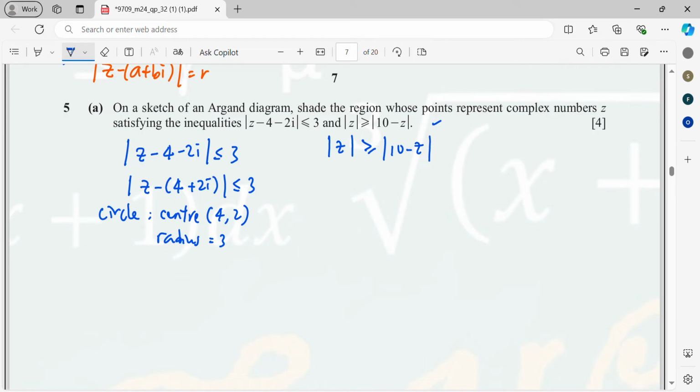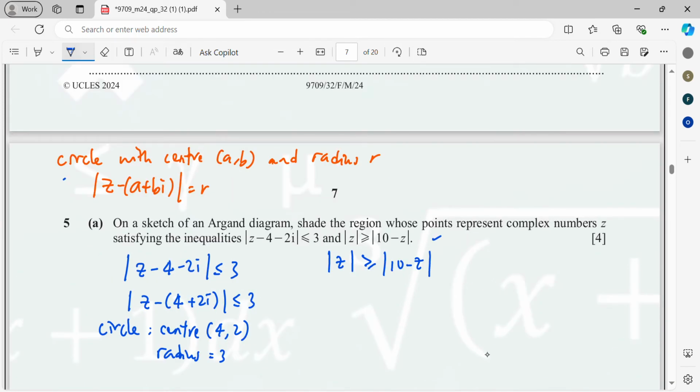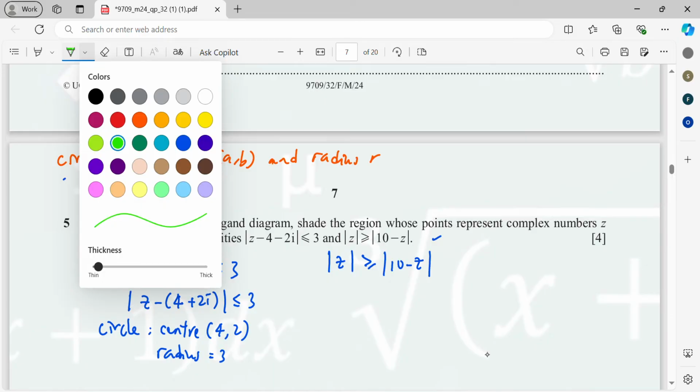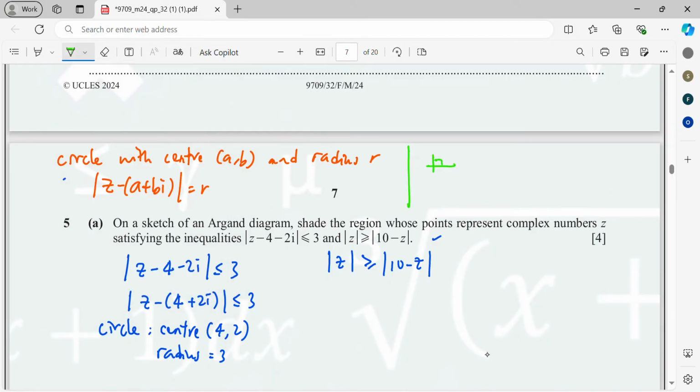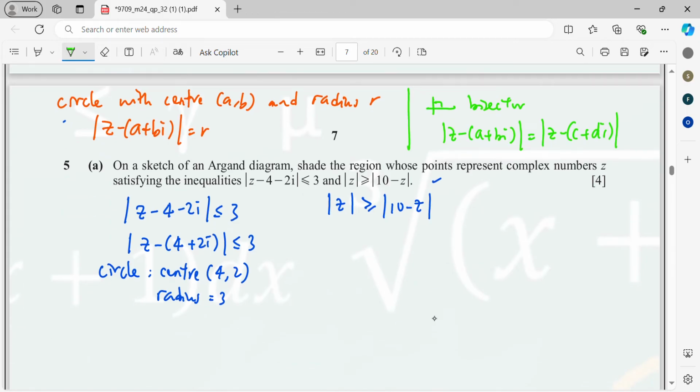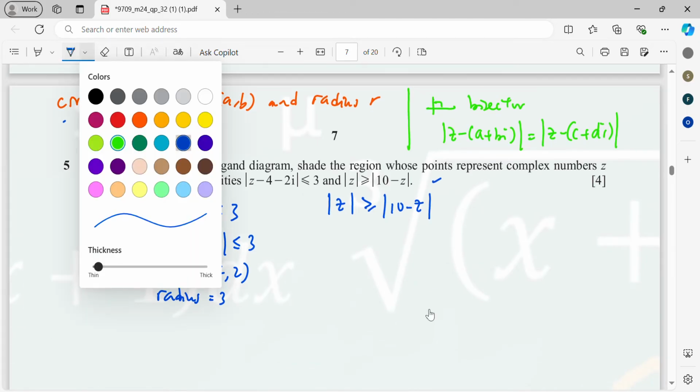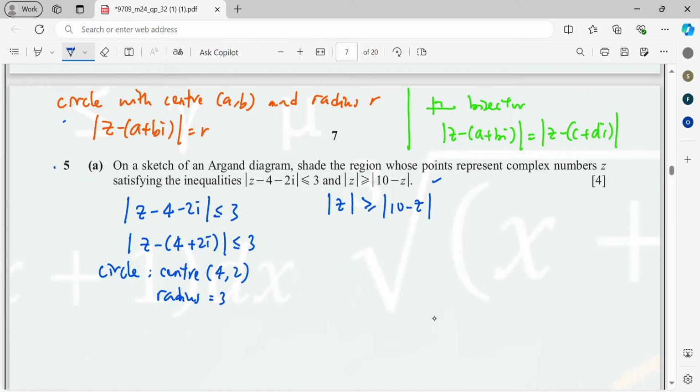alright, now here I will change to the perpendicular bisector. The perpendicular bisector is modulus of z minus (a plus bi) equals modulus of z minus (c plus di). So then you will be getting the perpendicular bisector. Now I have to find out the points first. The points means the A B and the C D.